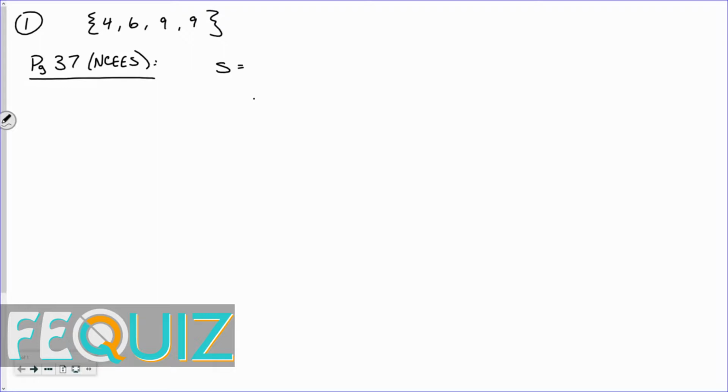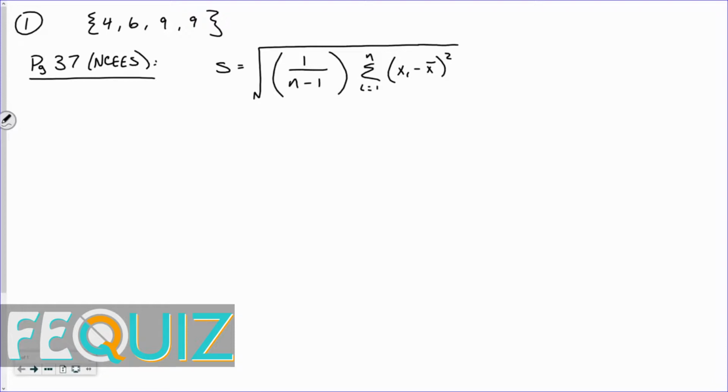So it's the square root of 1 over n minus 1, where n is the number of terms in your data set, times the sum of your variances squared, which I guess actually no, that wouldn't be the right term. The variance is essentially your sample standard deviation squared, so I don't want to use that.